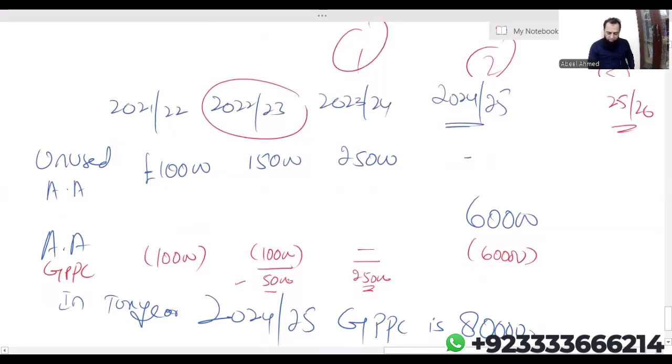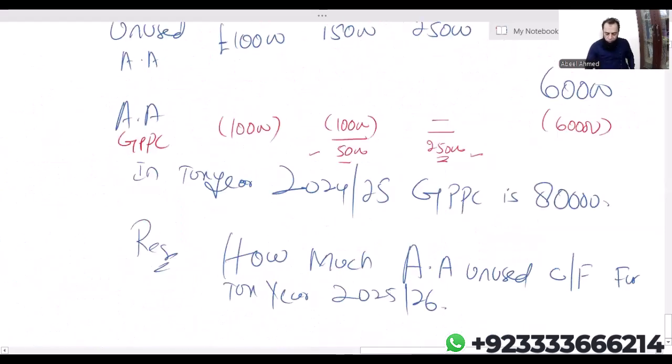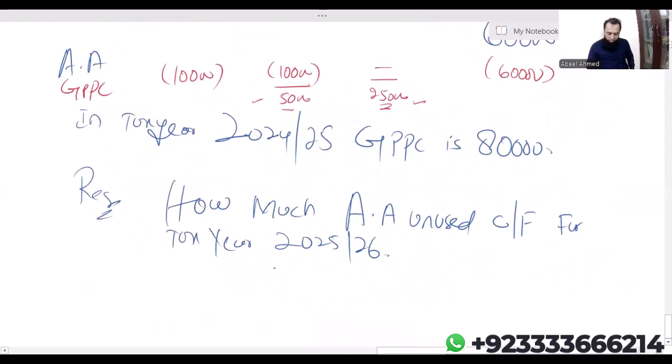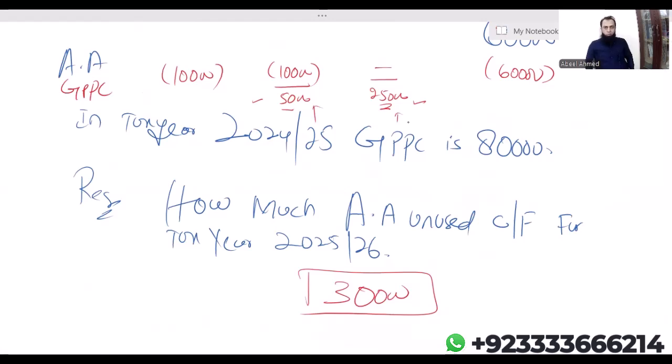This 5,000 can be carried forward, and obviously this 25 also. It means unused, which is carried forward, as total is 30,000. This 5 and this 25. So now I strongly believe one more concept should be clear to everyone.